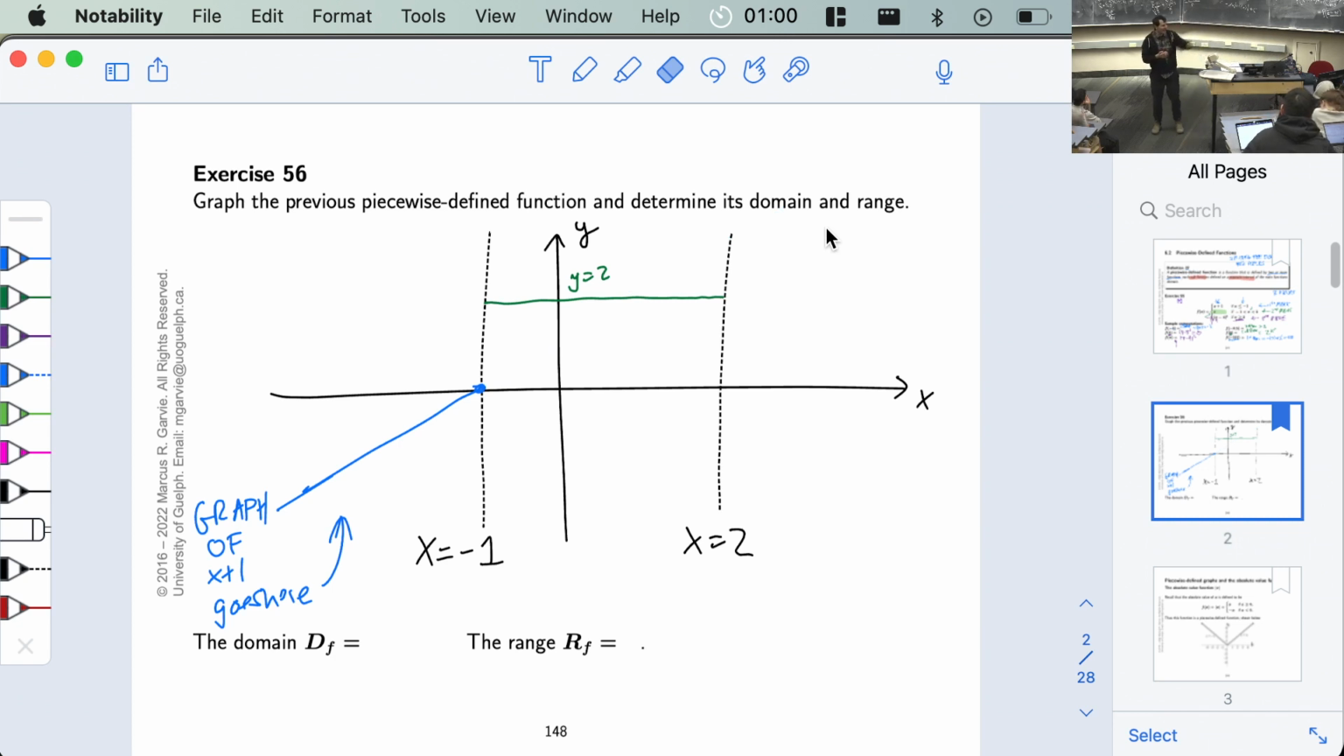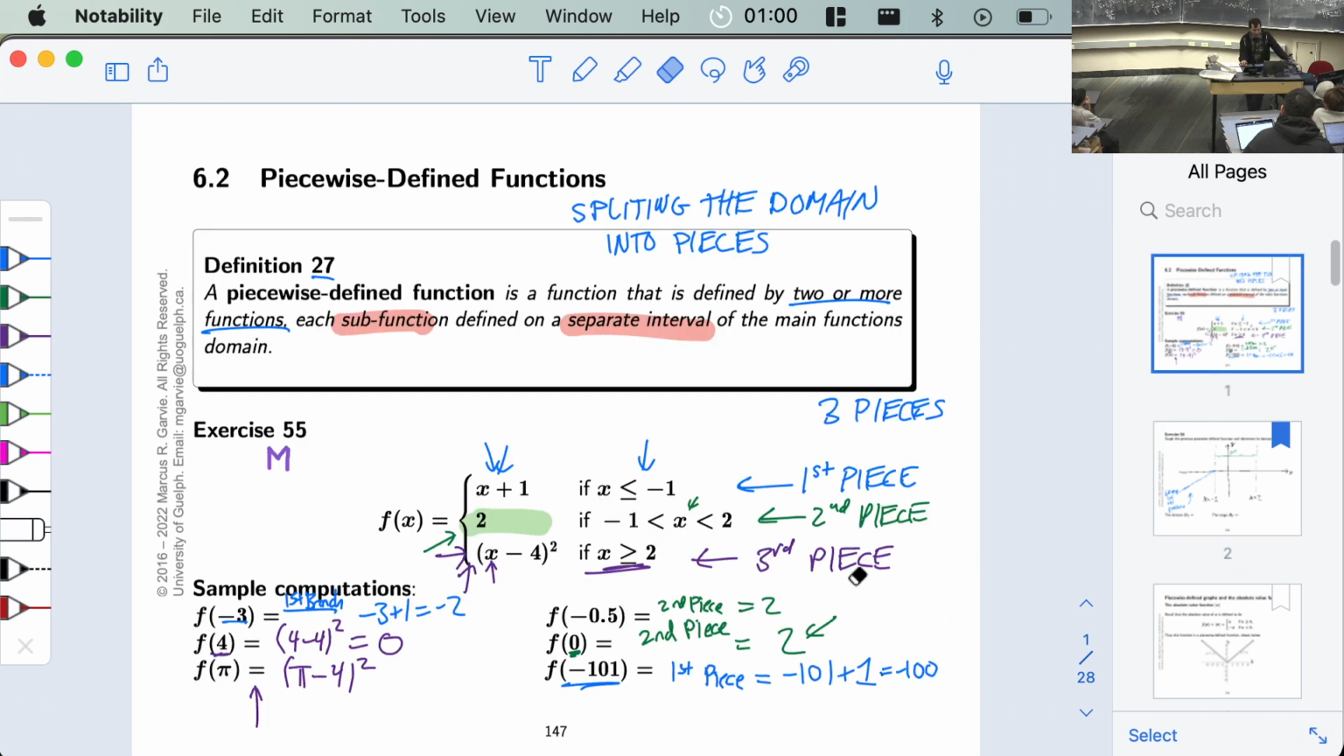Y equals x plus 1, and it has a 0 at x equals -1. When x equals -1, x plus 1 equals 0. So that's good. That's one piece. Okay, we need the last piece. The last piece is the third piece.